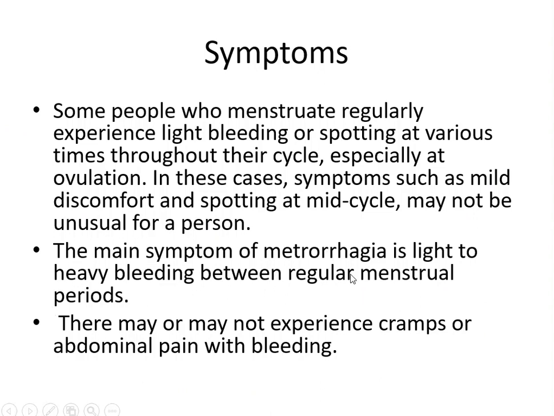The main symptom of metrorrhagia is light to heavy bleeding. It means the bleeding can be light, in very small amounts, it can be spotting, or it can be heavy bleeding between regular periods. There may or may not be cramps or abdominal pain with the bleeding. During normal menstruation there are cramps and abdominal pain, but in metrorrhagia there may or may not be cramps or abdominal pain with the bleeding.